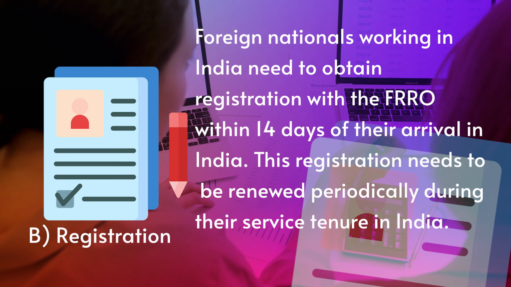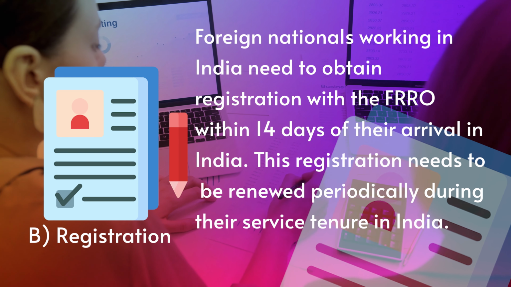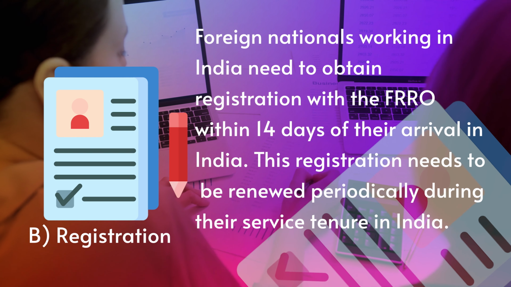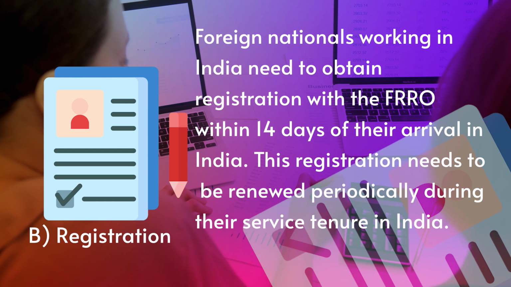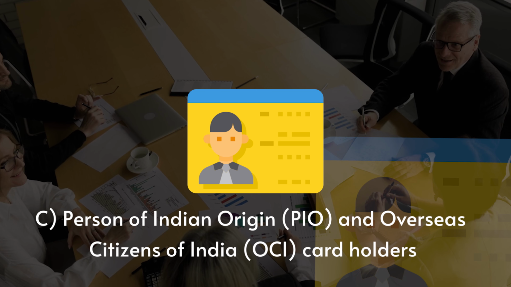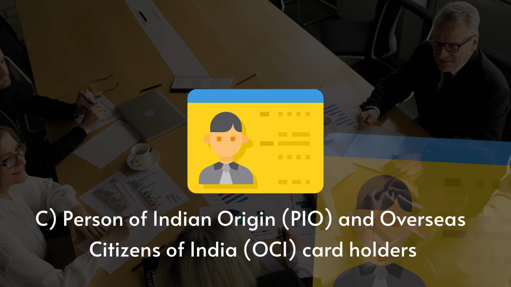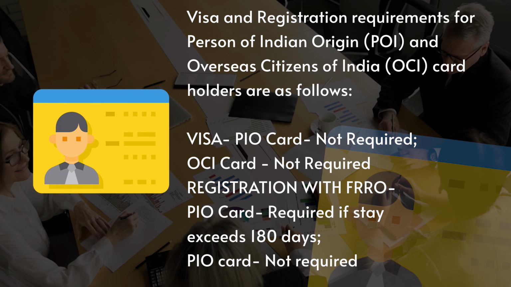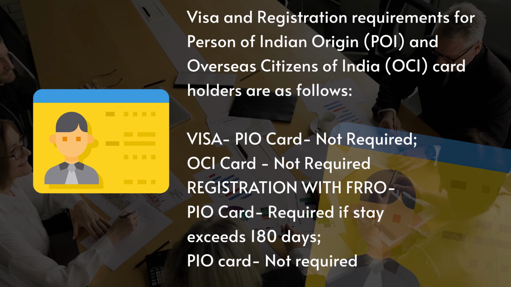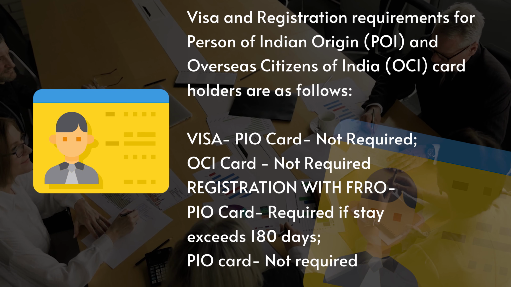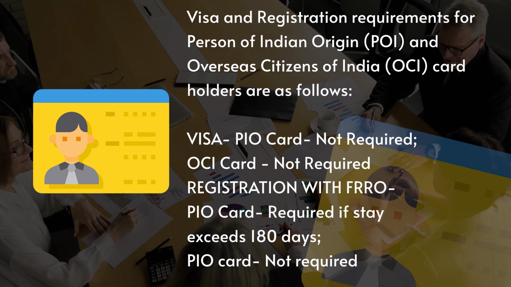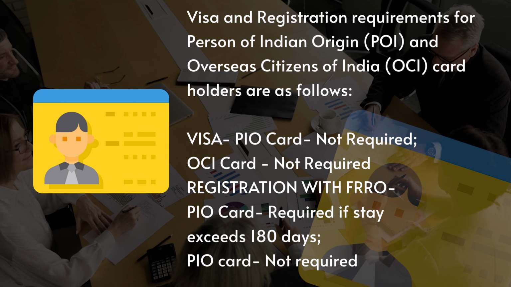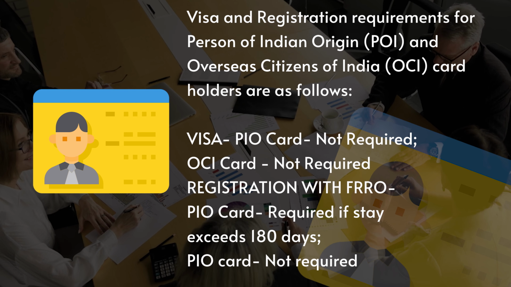B. Registration. Foreign nationals working in India need to obtain registration with the FRRO within 14 days of their arrival in India. This registration needs to be renewed periodically during their service tenure in India. C. Person of Indian Origin (PIO) and Overseas Citizens of India (OCI) card holders. Visa and registration requirements for PIO and OCI card holders are as follows. Visa: PIO card not required, OCI card not required. Registration with FRRO: PIO card required if stay exceeds 180 days, OCI card not required.